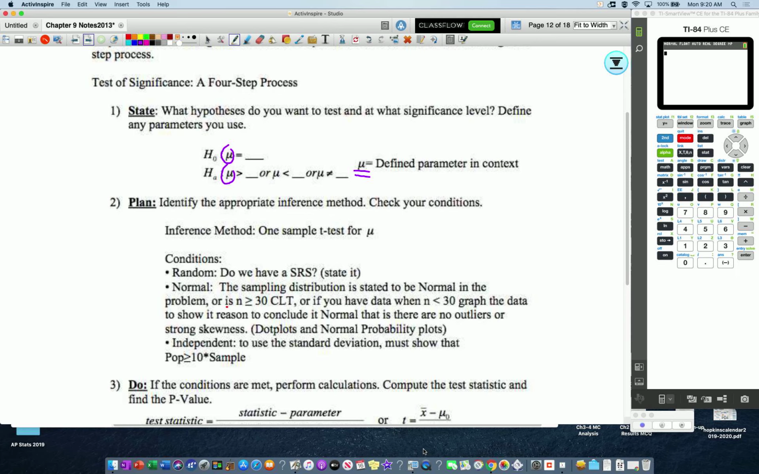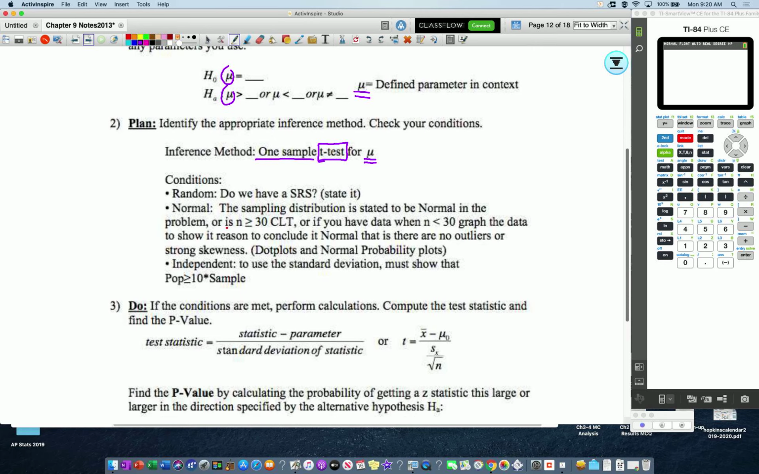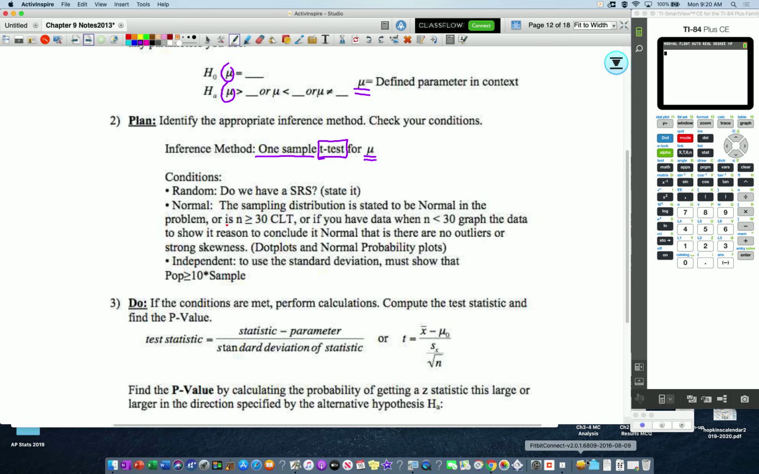When we get to the plan, just like when we did confidence intervals, when we're talking about our inference test, we're still talking one sample, but remember when we did confidence intervals for mean, we didn't do a z-score, we did a t-score. So we're doing a t-test here. We're going to calculate a t-test for a population mean. So now t goes with mu. Remember that z and p go together, t and mu go together.